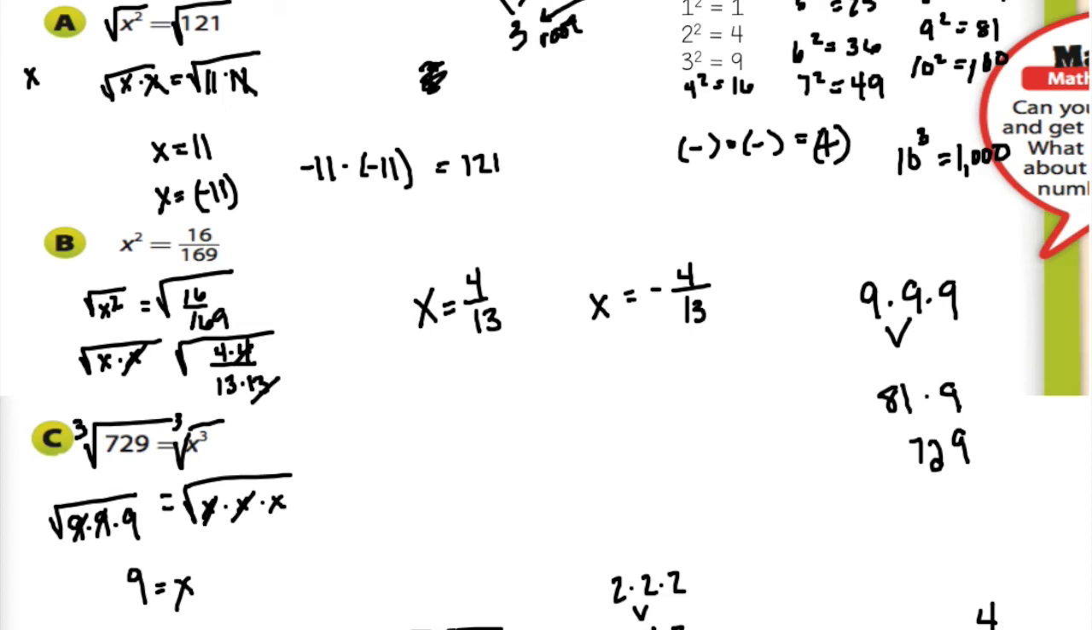125. Well, it ends in a 5. Usually numbers that end in 5 are going to be multiples of 5, so why not try 5 right off the bat? 5 times 5 times 5.